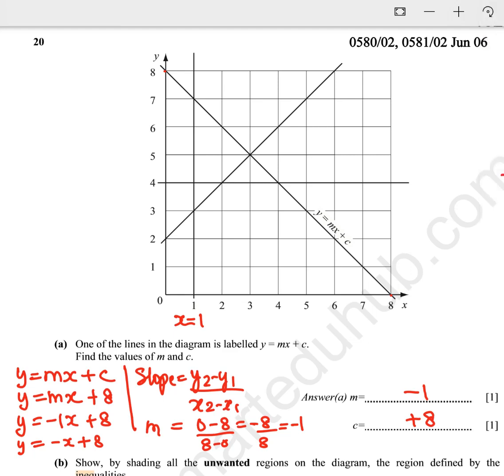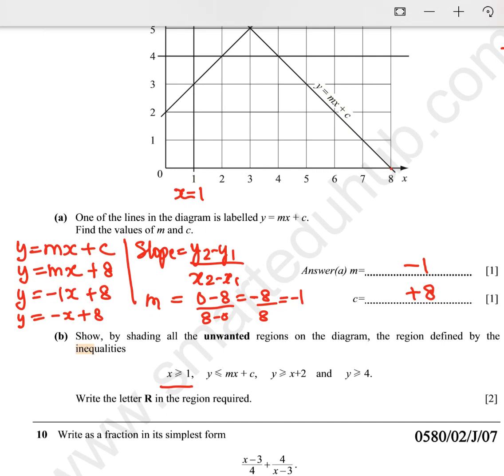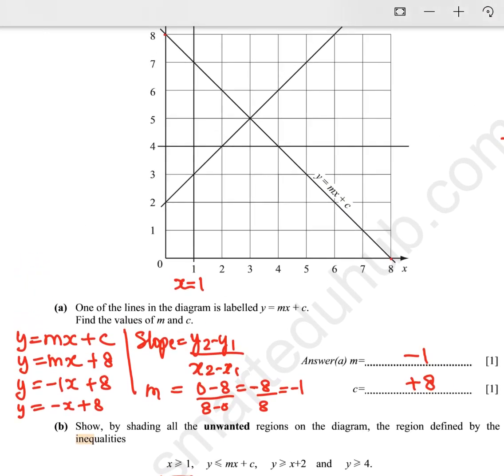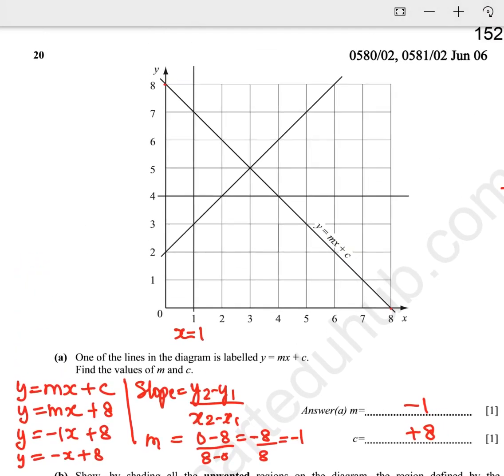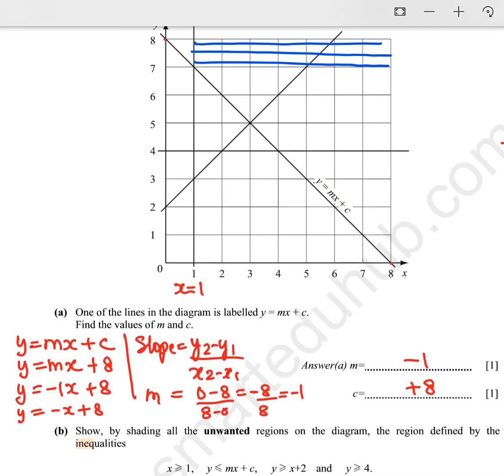And we are supposed to shade, so let me select colors. So we are supposed to shade x is greater than or equal to 1. Now this is x equals 1. x greater than 1 means everything that is to the right of the line, including the line x equals 1. So here I shade this. And they are telling us to show by shading all the unwanted regions. Oh, see, there's a mistake. I myself was making a mistake. They have told you very clearly, show by shading all the unwanted regions.